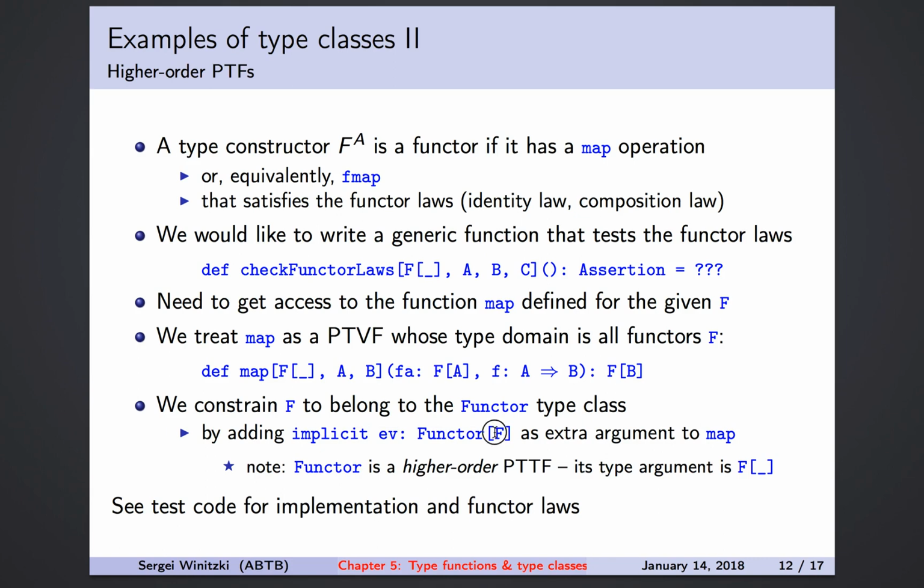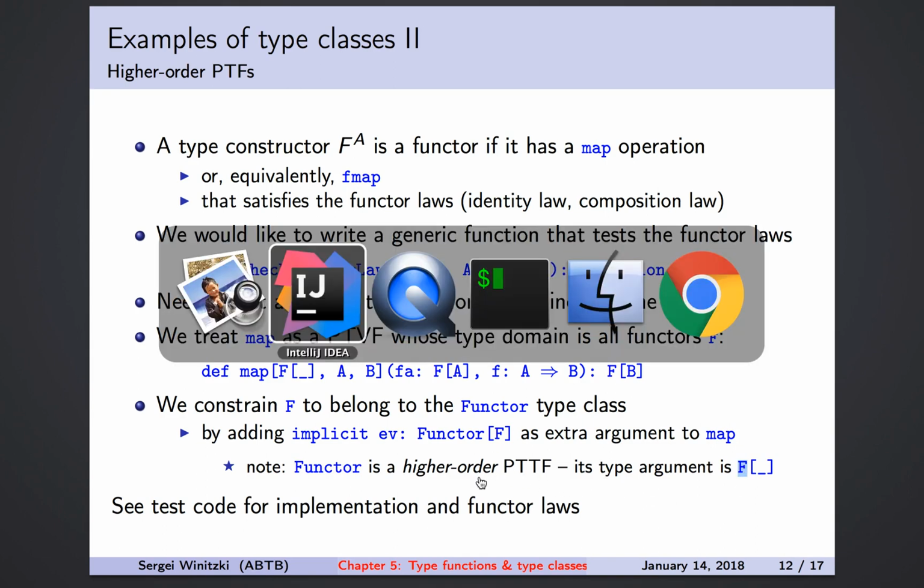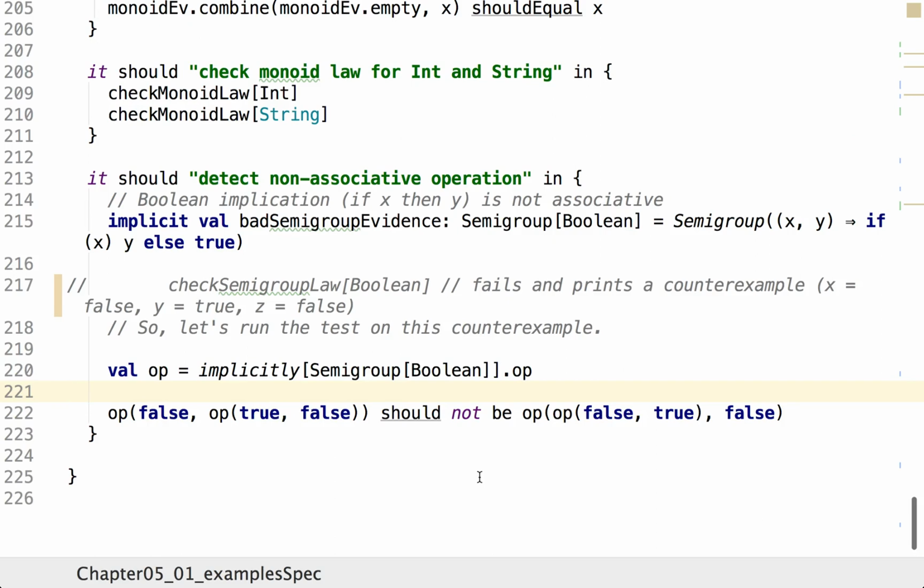It's a function whose argument, it's a type function, but its argument is itself a type function, because F itself is a type function. So just as we do with ordinary functions, where we say that a function whose argument is itself a function is a higher order function, here we just say this is a higher order type function because its argument is a type function. Let's look at the test code then.